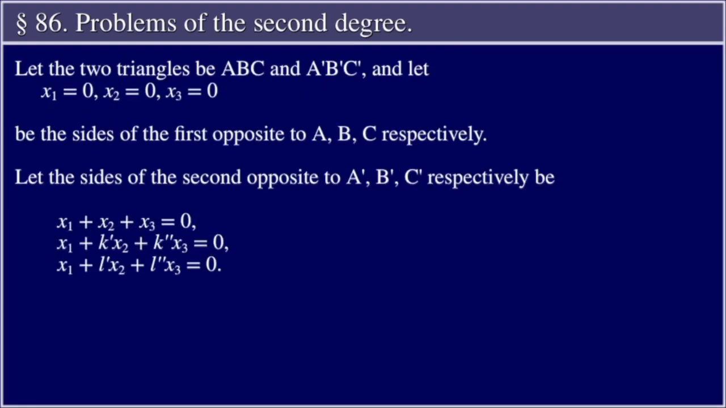Let the two triangles be A, B, C, and A', B', C', and let x_1 = 0, x_2 = 0, x_3 = 0 be the sides of the first opposite to A, B, C, respectively. Let the sides of the second opposite to A', B', C', respectively, be x_1 + x_2 + x_3 = 0, x_1 + k' x_2 + k'' x_3 = 0, x_1 + l' x_2 + l'' x_3 = 0.